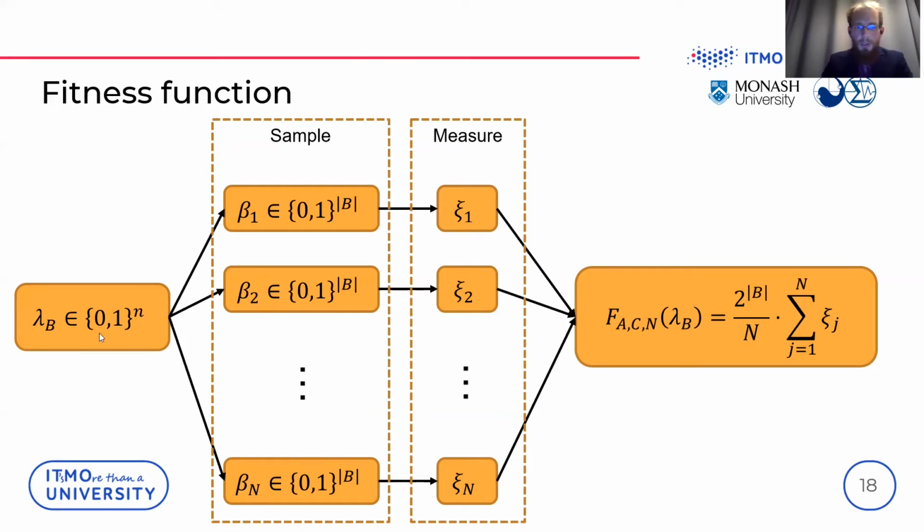So we first build a random sample of size n of possible assignments of variables from set B. And for each assignment beta, we measure the value of the corresponding random variable by running the SAT solver on the formula C beta B. And then we aggregate this in the fitness function, which has the following form.